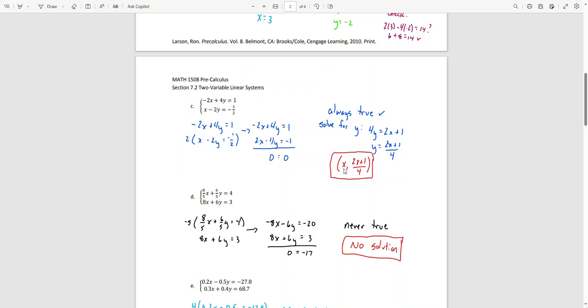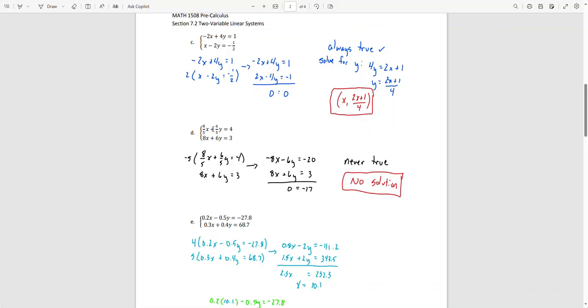So for any x you give me, I know the y has to be in the form (2x + 1) divided by 4. All right, so it's always true. There's an infinite number of answers, and that's why it's in variable form. There's no one single answer, and we're going to look at a visual of that in just a minute. All right, so sometimes we'll get an equation that's always true. Let's look at the next one.